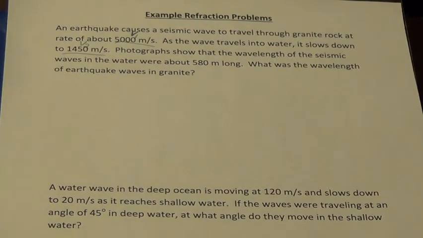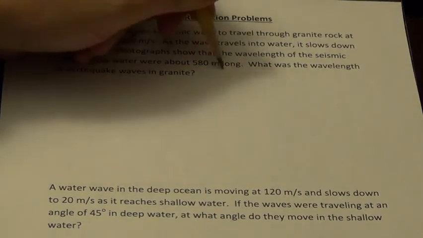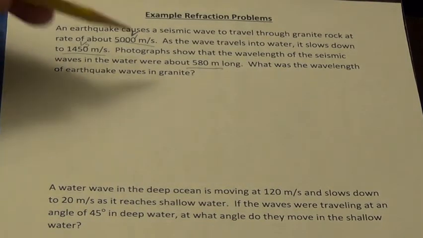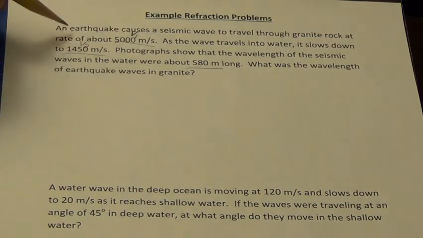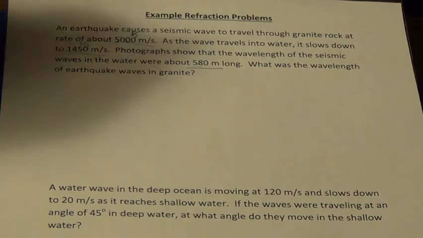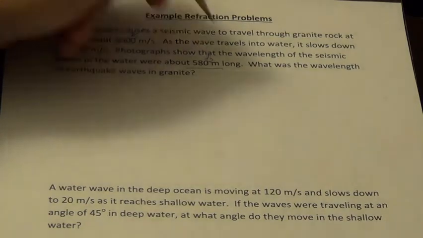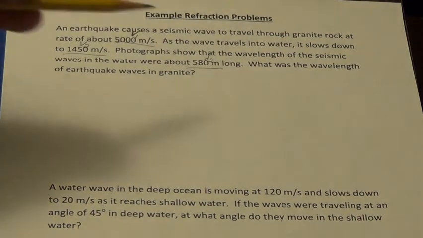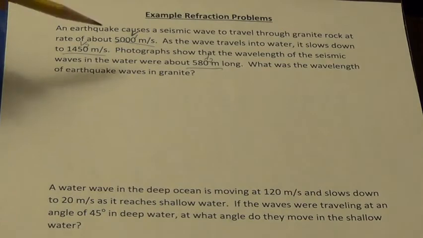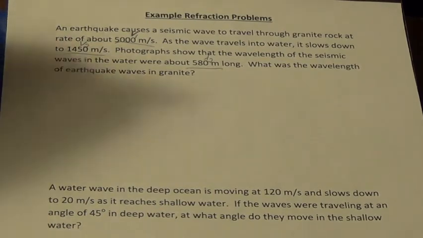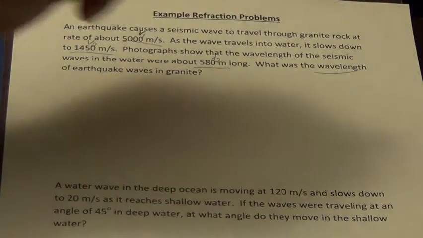And if you were to actually photograph the water as the earthquake waves are coming by, you come up with a wavelength between the crests of about 580 meters. Now this is the wavelength in the water. We've declared water as substance 2, so this would be the wavelength in the second substance. And we want to know what the wavelength of the earthquake waves in granite is. That was the first substance, so what we're looking for is the wavelength in substance 1.